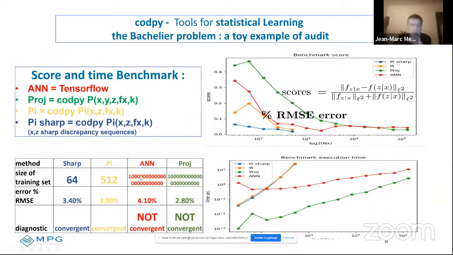We have four methods to benchmark. The first one is quite good: with only 64 samples, we get an accuracy of 3.40%. The yellow one reached this level with approximately 512. And the other two are not converging methods. It means that you can stack and burn all your graphics cards, you will never reach a better result than this one. So at least for statistical learning, kernel methods are really better than deep learning methods today.